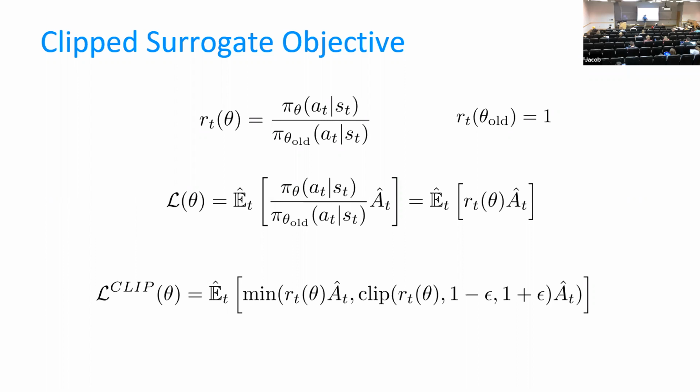So what this clip operation does is it says if R is between 1 minus epsilon and 1 plus epsilon, then we leave it as it is. But if it gets above 1 plus epsilon or below 1 minus epsilon, we set it equal to 1 plus epsilon or 1 minus epsilon. Does that make sense? So basically, it's a function that bounds how large that ratio can be.